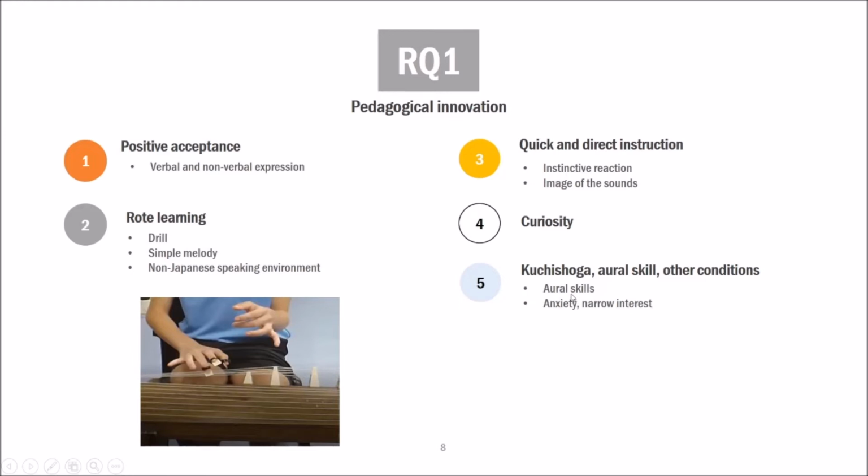On the other hand, not all the students with high oral skill displayed the positive outcome from learning koto with Kuchishoga. Some of the students had extra conditions, such as anxiety and a very narrow, particular way of learning, and those conditions affected these students and hindered their productivity and their learning outcome from Kuchishoga.